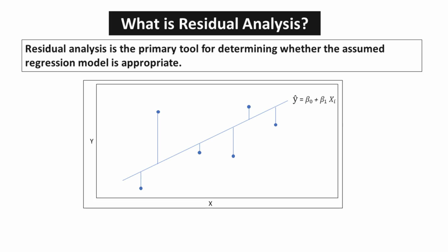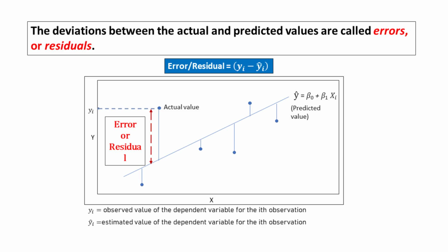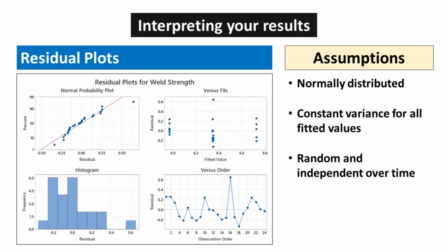Residual analysis. Residual analysis is the primary tool for determining whether the assumed regression model is appropriate. The deviations between the actual and predicted values are called errors, or residuals. You should examine residual plots and other diagnostic statistics to determine whether your model is adequate and the assumptions of regression are met. If your model is not adequate, it will incorrectly represent your data.